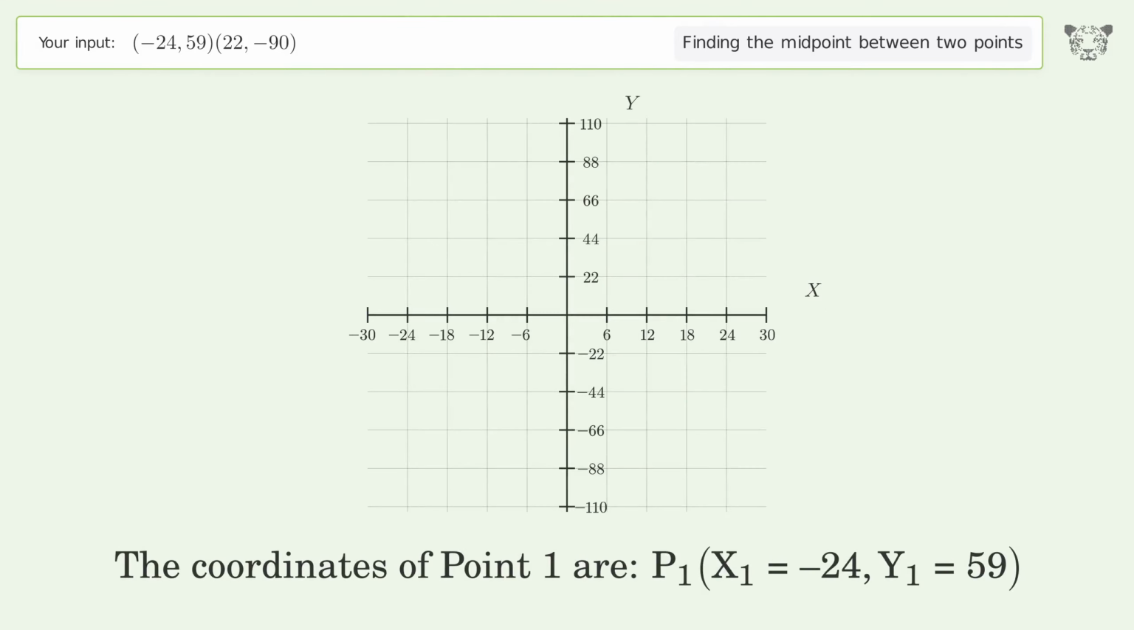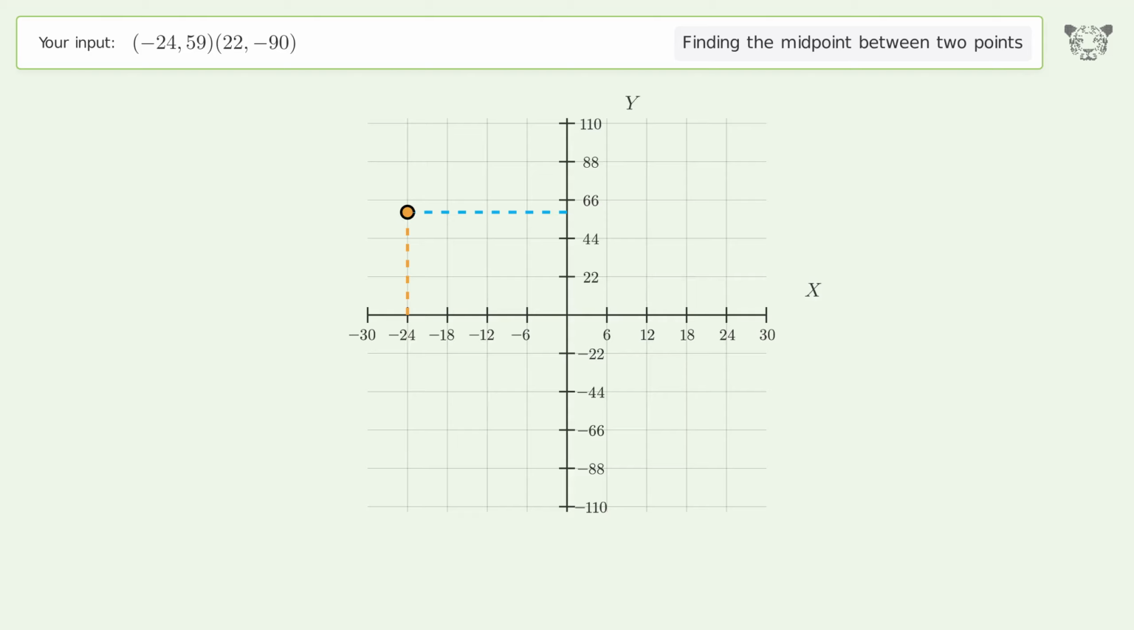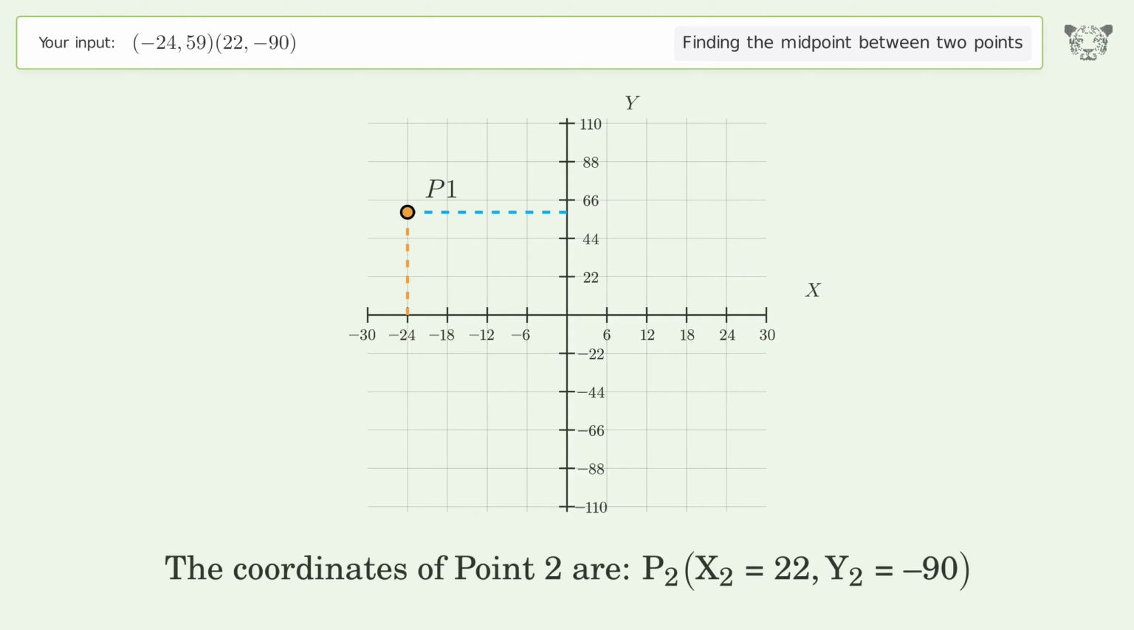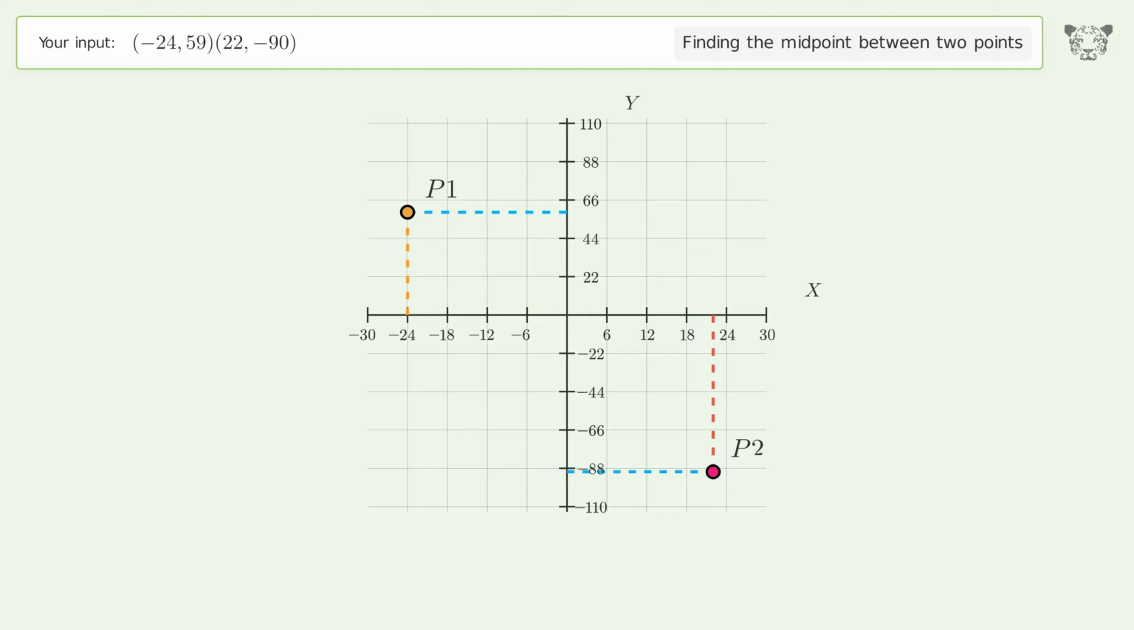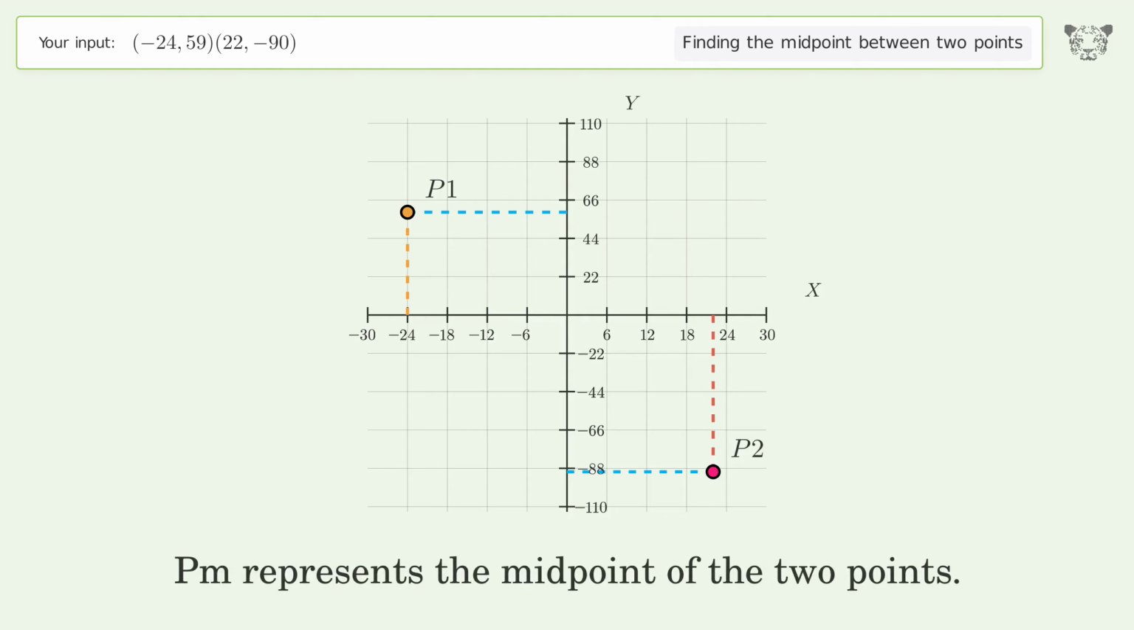The coordinates of point 1 are, x1 equals -24, y1 equals 59. The coordinates of point 2 are, x2 equals 22, y2 equals -90. PM represents the midpoint of the 2 points.